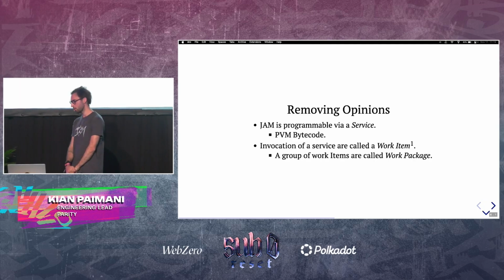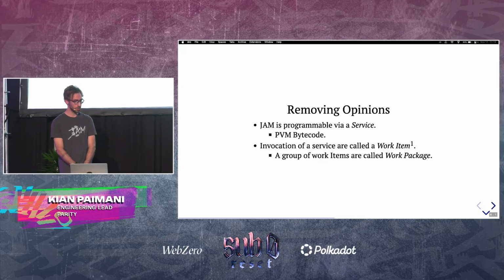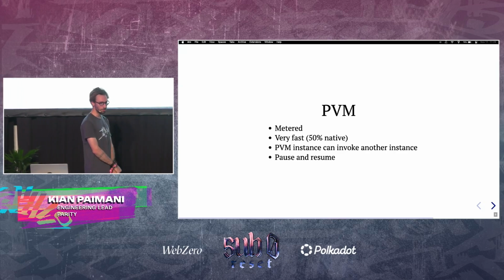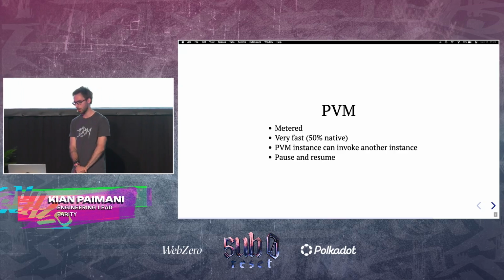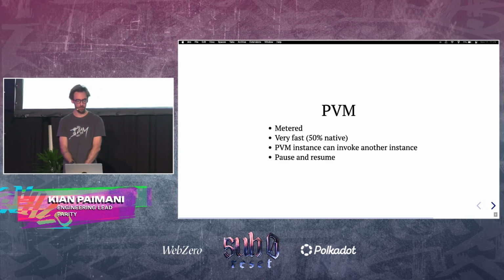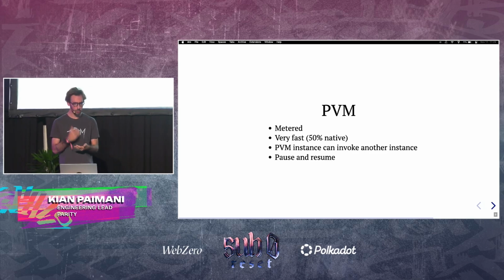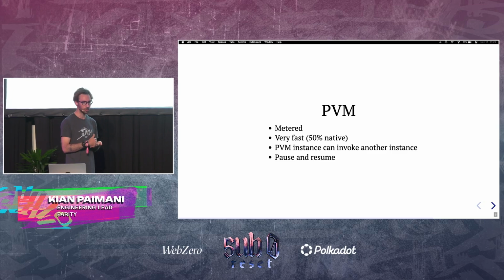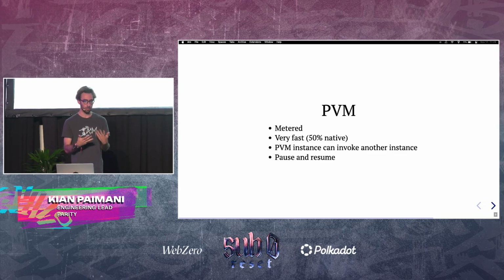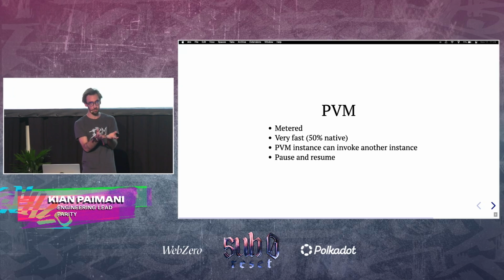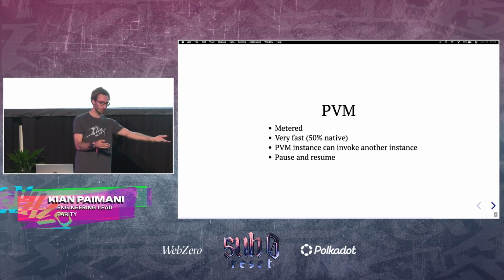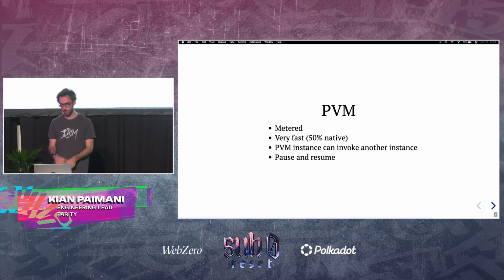JAM is programmable by a primitive called a service. A service is represented by a PVM bytecode. PVM is an important part of JAM, and a lot of the novelties are due to PVM. One, that it's metered. It's doing metering at a very good rate, with little compromise. It's running at like 50% native x86 speed while doing metering, which for a VM is a very, very good number. PVM instances can invoke child PVMs: a service, which is itself a PVM blob, can invoke a Parachain, which is itself a PVM blob, and that Parachain invokes a smart contract, which is itself a PVM blob. So we can have all these nested invocations.